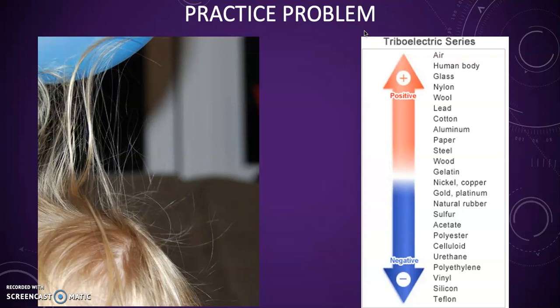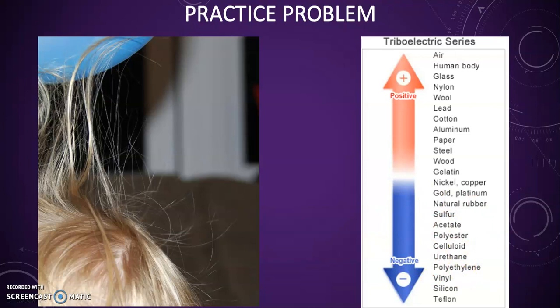Okay, so I'm going to assume that you already went through the practice problem, and hopefully you were able to kind of work it out. Essentially what's going on here, in this case the child's hair, we can equate it essentially to the human body, since it's attached to the child. Since the hair is attached to the child, it's all kind of the same object for the purposes of this thought experiment here. And then the balloon, it's going to fall somewhere on this natural rubber, maybe to polyester range, so it's going to have a pretty good ability to take electrons.